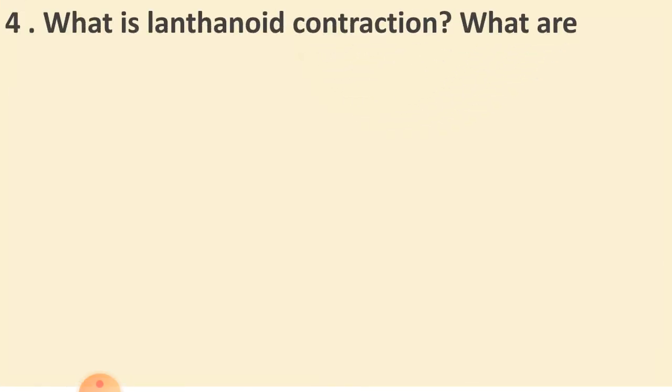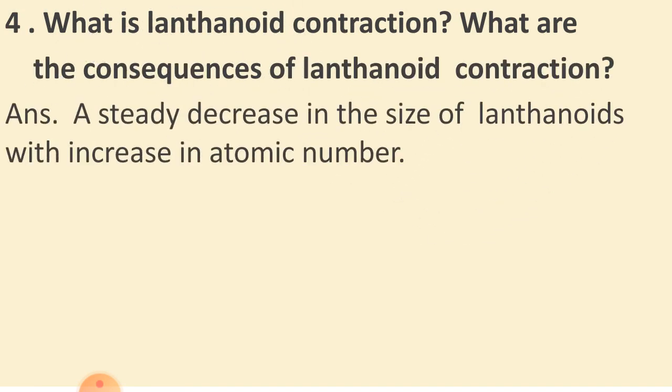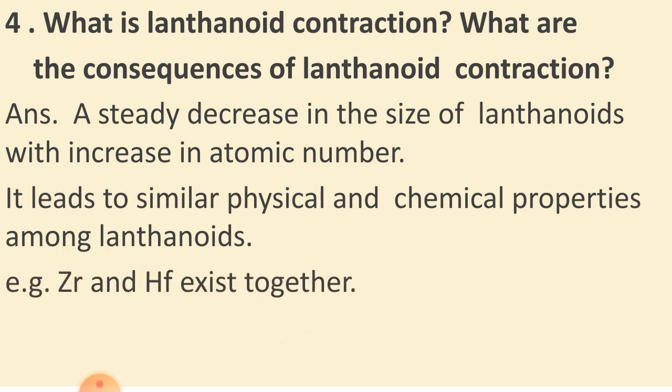Now question number 4. What is the lanthanoid contraction and what are the consequences of lanthanoid contraction? This I also told you. A steady decrease in the size of lanthanoids with increase in atomic number is known as lanthanoid contraction, and this leads to similar physical and chemical properties among lanthanoids. For example, zirconium and hafnium exist together. This is due to lanthanoid contraction. They have similar atomic size.